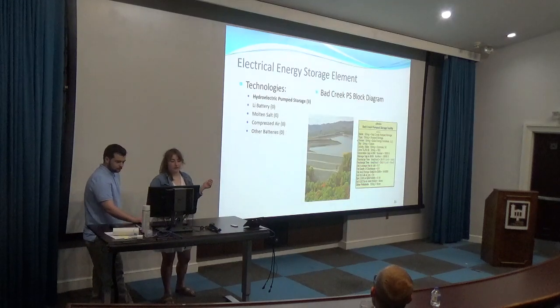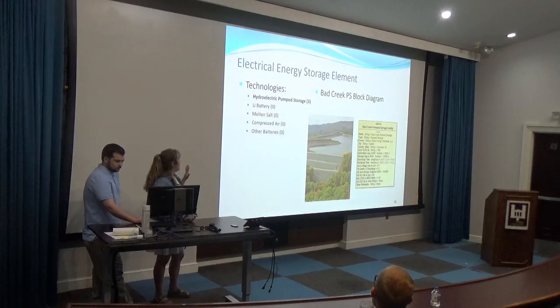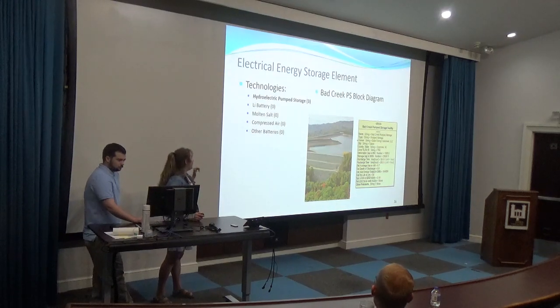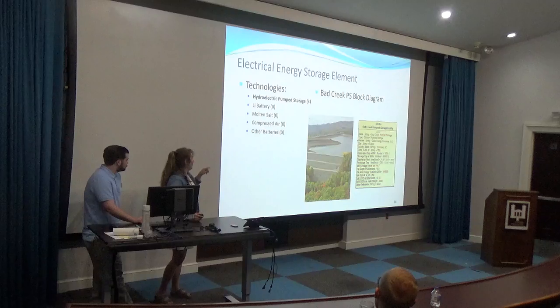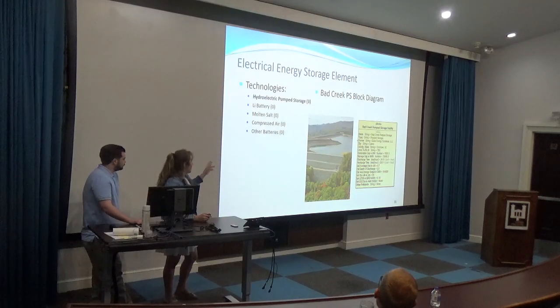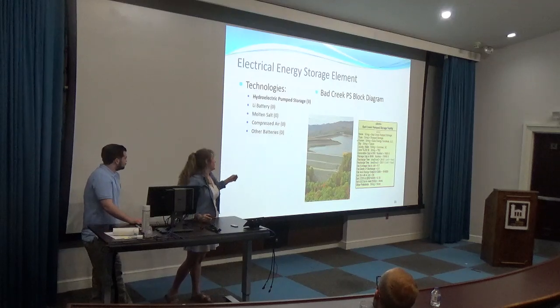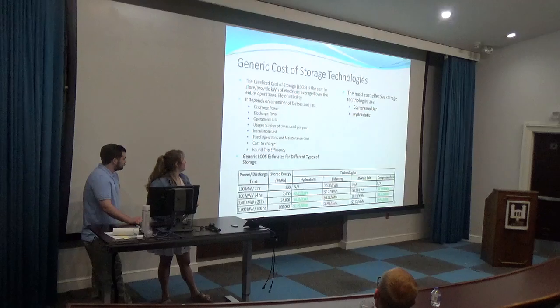Now we have our electrical energy storage element. So 5 different types of technologies that we identified. In the Upstate, the only type that was in the Upstate were the hydroelectric pump storage, and there were 3 of them. And then we have an example of one of those pump storage facilities, which is Bad Creek. And we have a picture, and also, again, same block definition diagram for Bad Creek with those key parameters.